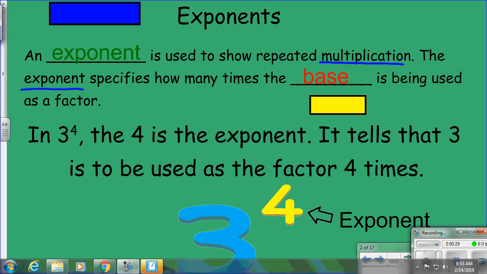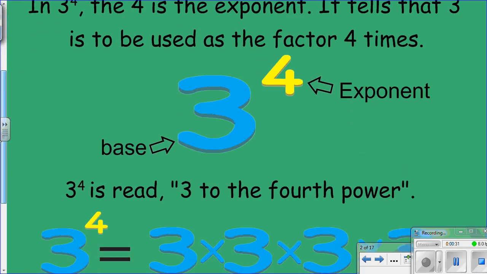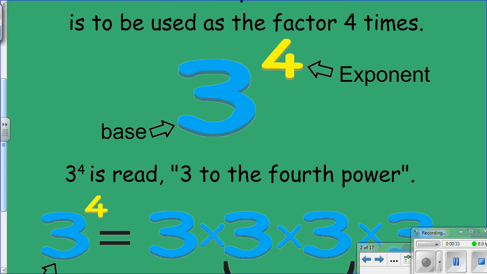Labeling. So we have 3 to the 4th power. That's how we say that. The 4 is called the exponent, and the 3 is called the base.